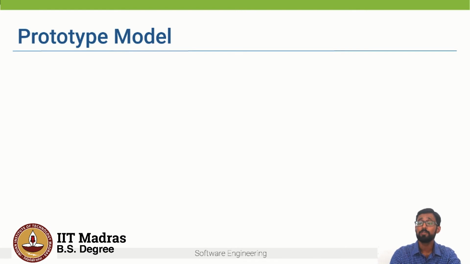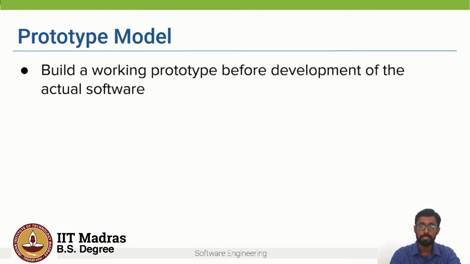So one solution can be, can we get feedback from the customers earlier on, right? So in this model, which is known as the prototype model, we build a working prototype of the system before development of the actual software. And this prototype has limited functional capabilities and the performance might not be optimal compared to the actual software.